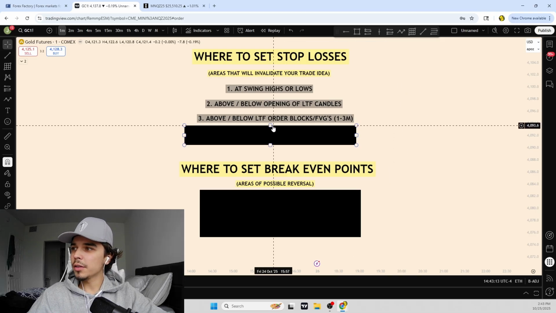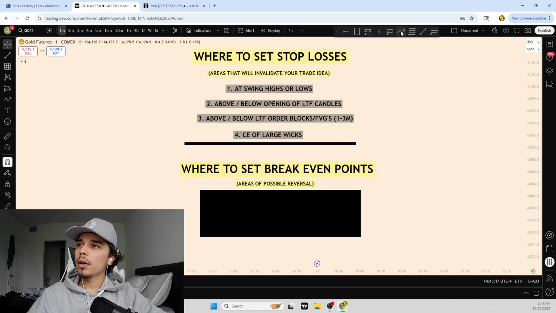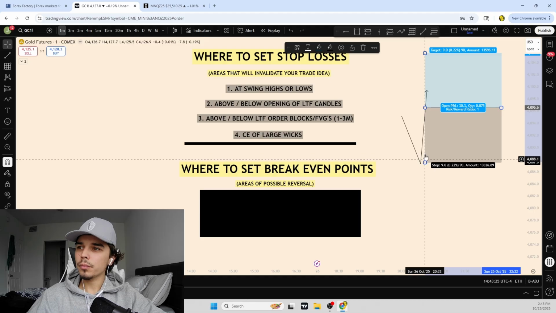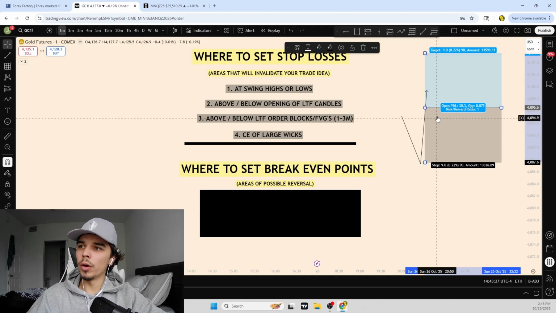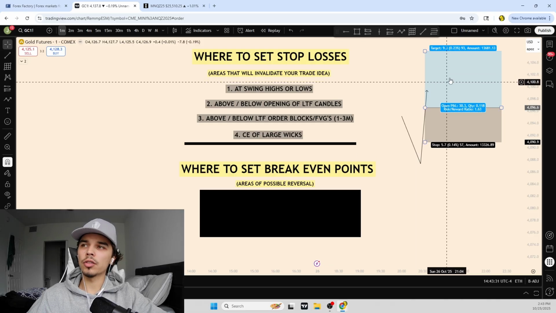And then the very last place, and I don't really use this very often, but say we just get a giant wick down, right? And our entry point ends up being like, let's say we get an entry point right here, and this is just a giant wick. I'll like to put it at the CE of the wick and then target anything up here.